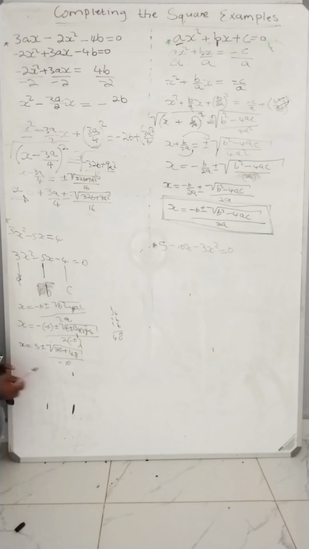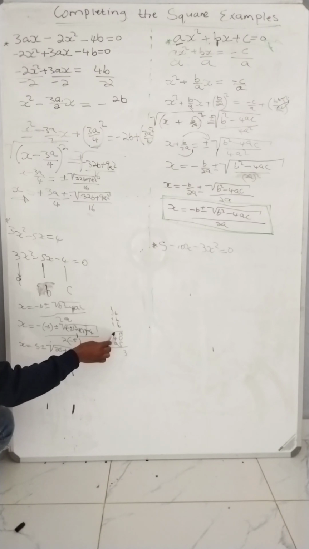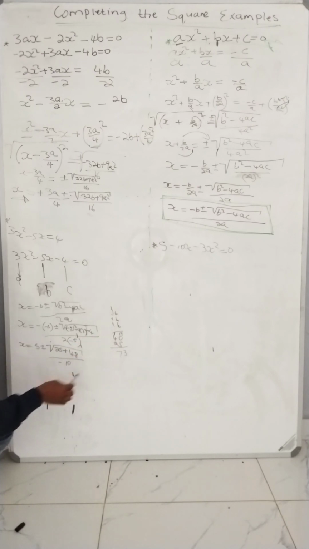2 times negative 5, that's negative 10. Okay, so then from here you'll have 25 plus 48. 25 plus 48, you'll have 8 plus 5, which gives you 13, and then you'll carry 1 there, and then 4 plus 2 is 6, 7, so 73. So you'll have x is equals to 5 plus minus the square root of 73 all over negative 10.